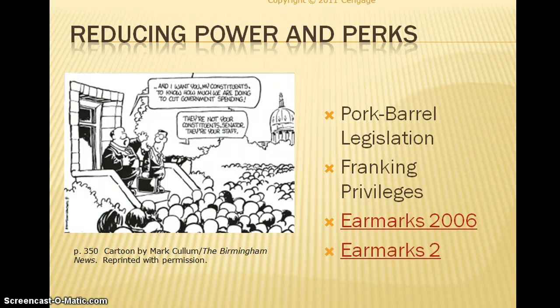Conference reports go back to each House. The report can only be accepted or rejected, not amended. Usually the report is accepted, since the alternative is often to have no bill at all. The bill in final form goes to the President.